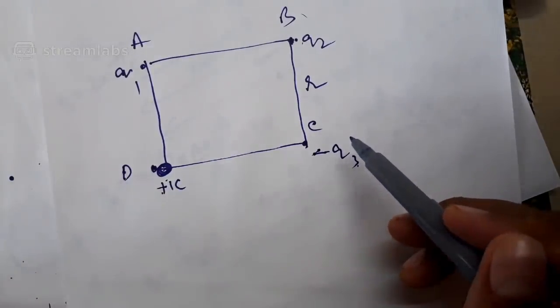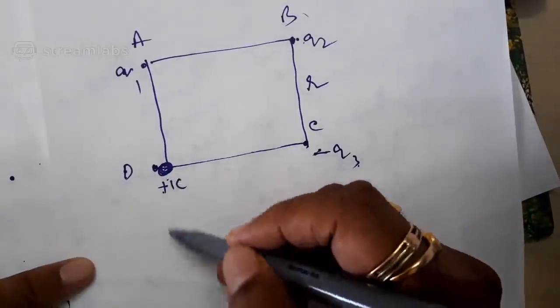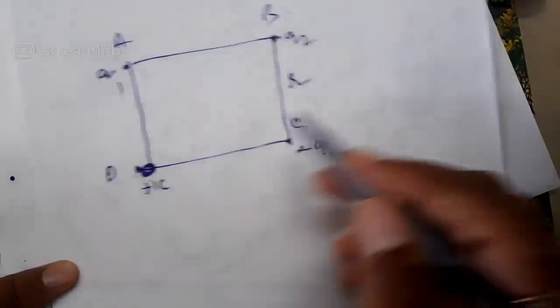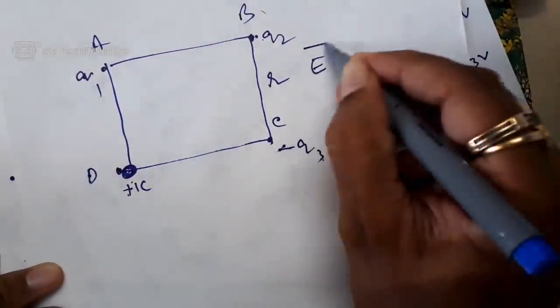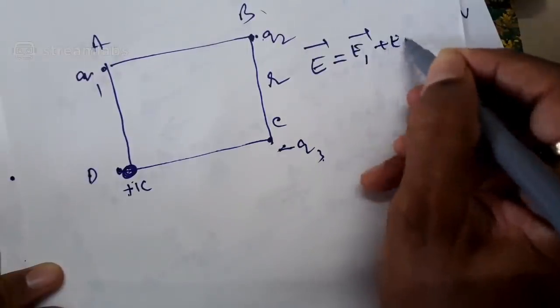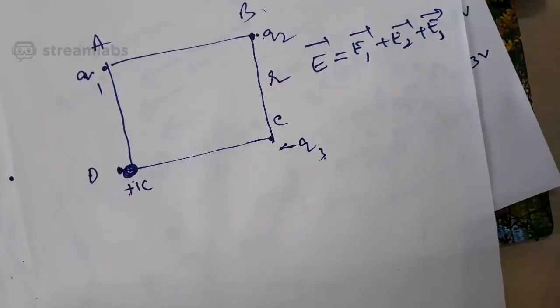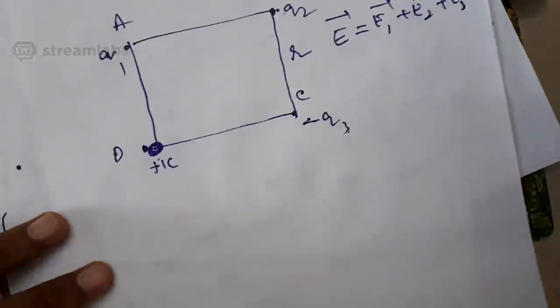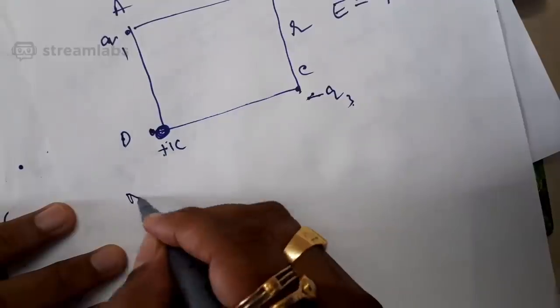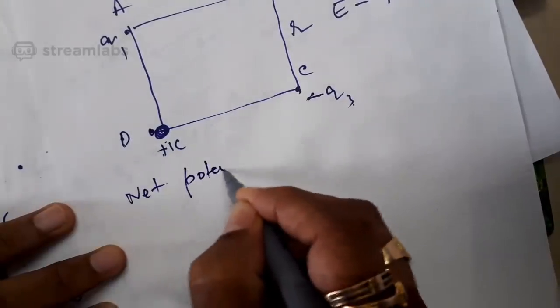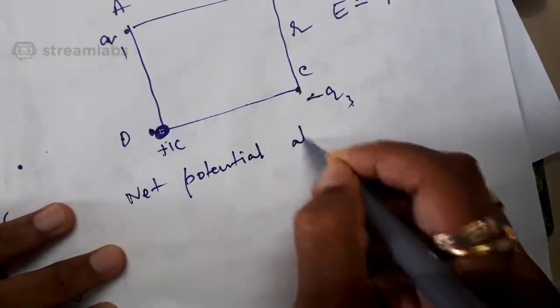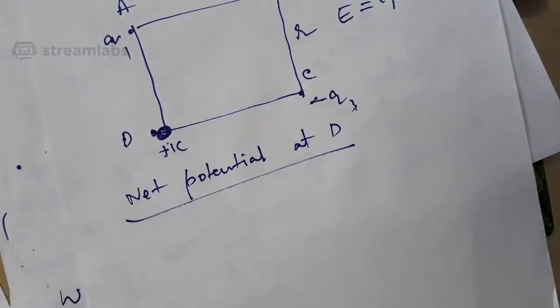After finding E1, E2 and E3, you should draw the direction, because electric intensity is a vector. So net electric intensity is a vector sum of the electric intensity due to the individual charges. This is a well-known fact. You already solved many problems. Now I am talking about calculating the net potential at D. You can follow the same procedure.